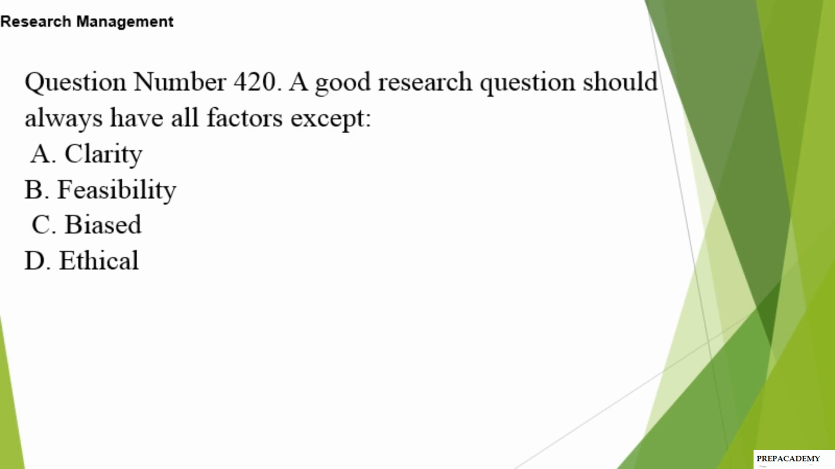Question number 420. A good research question should always have all factors except A. Clarity. B. Feasibility. C. Biased. D. Ethical. The correct answer is option B.